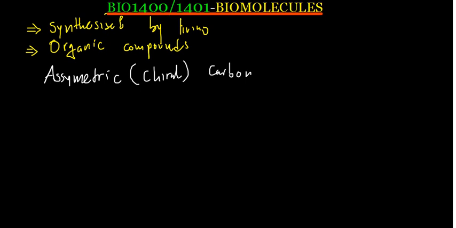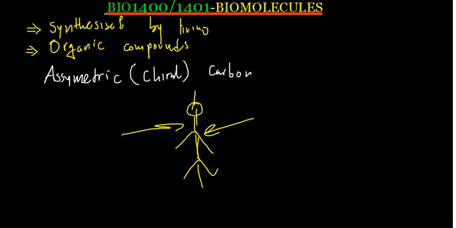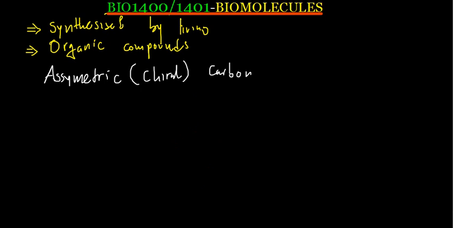Now what do we mean by asymmetric or chiral? Something that is asymmetric is something that is not symmetric. It just comes from the word symmetric. For example, a human being is symmetric, because if you cut in the middle, what you see on this side is going to be the same as what you see on the other side. So that's the meaning of symmetric. The other word for symmetric is achiral. Now the other word for asymmetric is chiral.